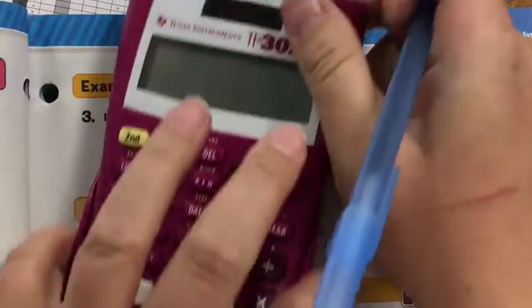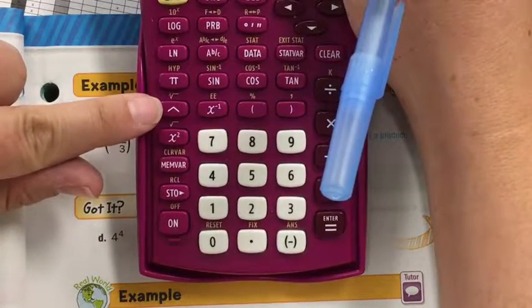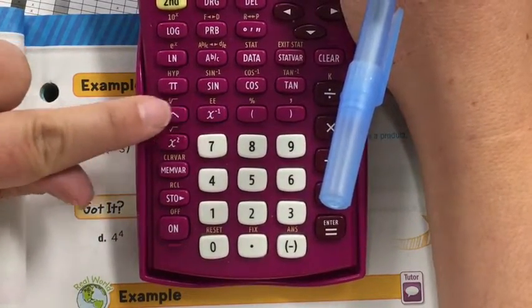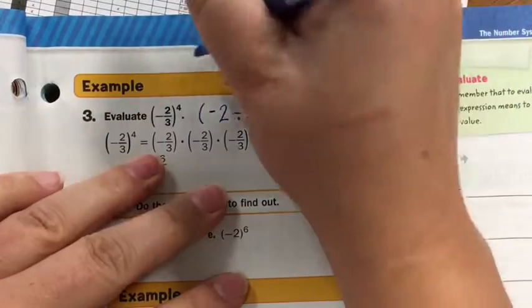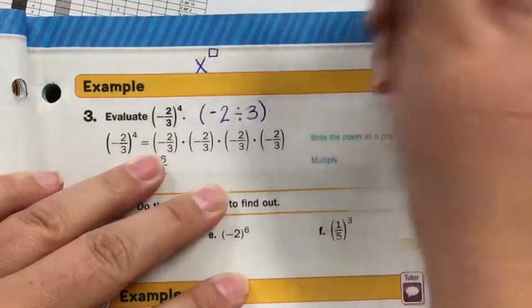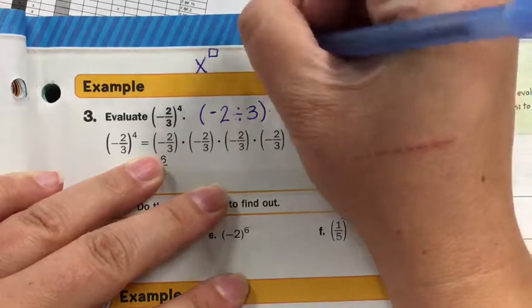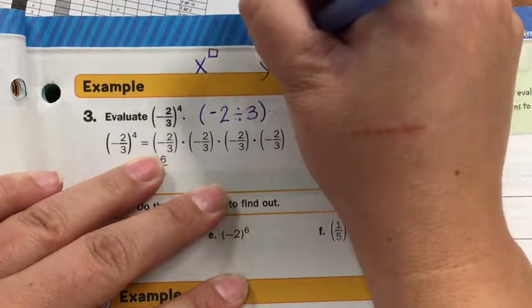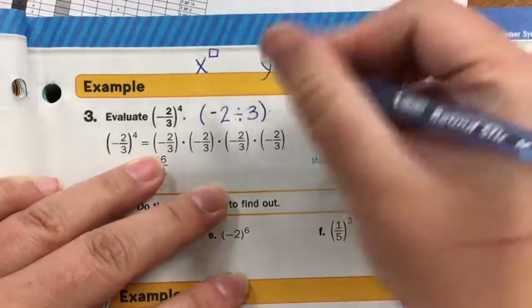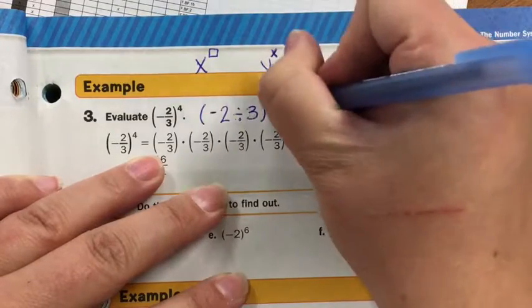caret. So to do an exponent, find this button right here. This is the button that says to the power of. On some calculators, you will find the button. It's an X with a box like that. And on some calculators, it'll be Y to the X. So look for the one that does exponents on your calculator. On mine, it's a caret.